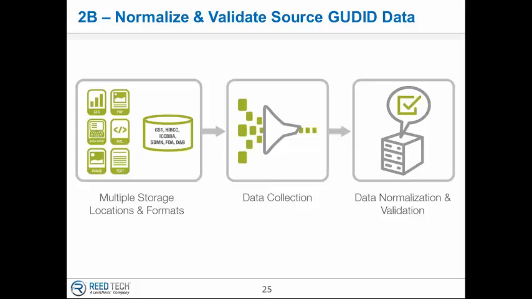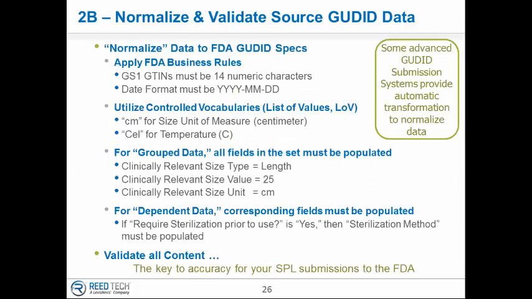Normalizing steps: you're going to have to apply FDA business rules. The GS1 GTINs have certain numeric business rules. There's certain date formatting, and a ton of controlled terminology. So you have to say CM, and actually, I believe my slide's a little misleading here. I believe it's open bracket CM closed bracket that is technically the correct field value, so you have to ensure you have it in that format. If you submitted centimeter to the FDA, that would not pass validation.